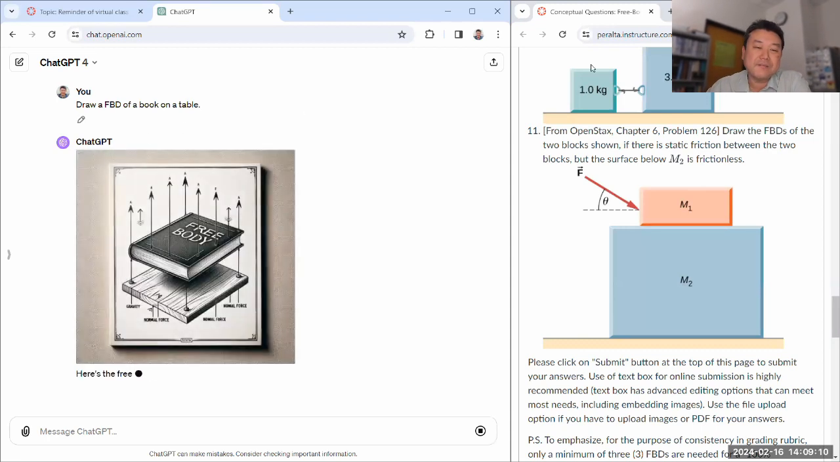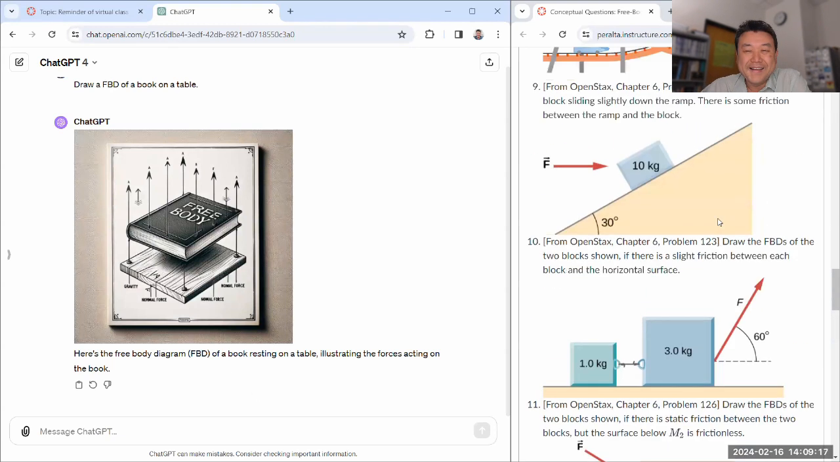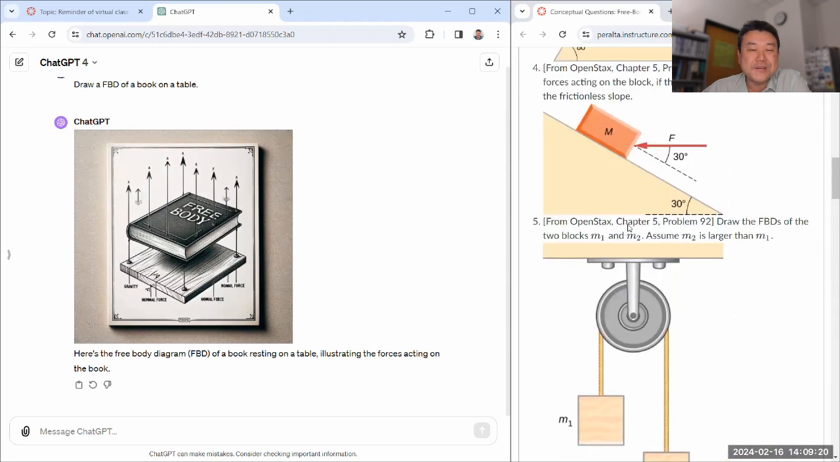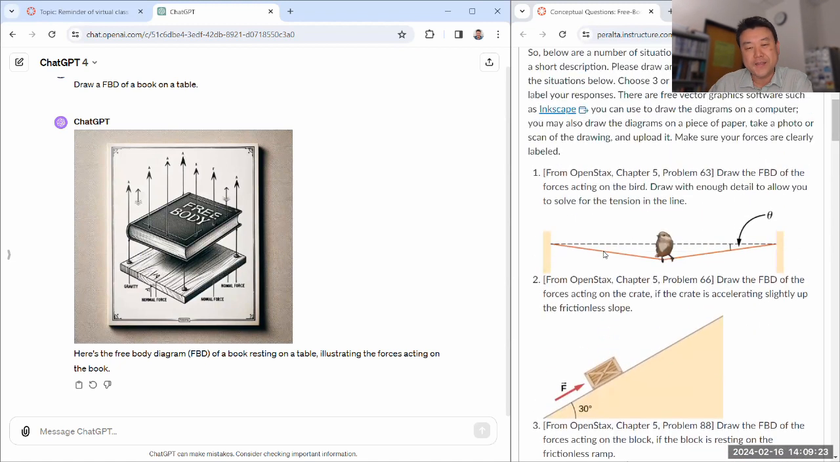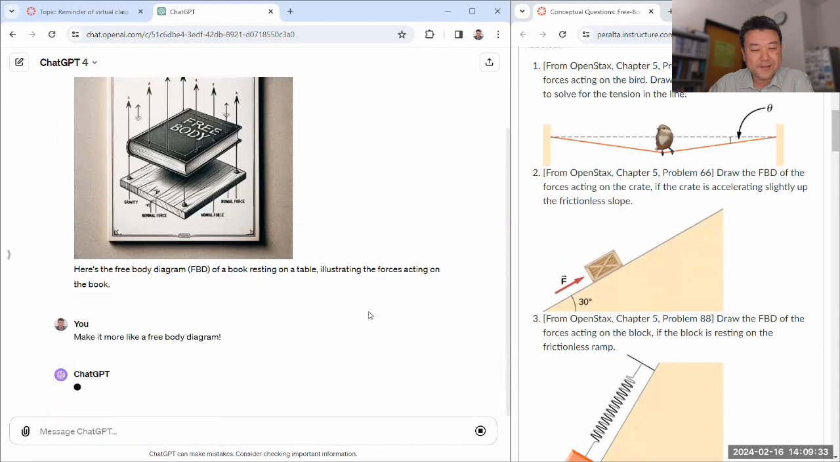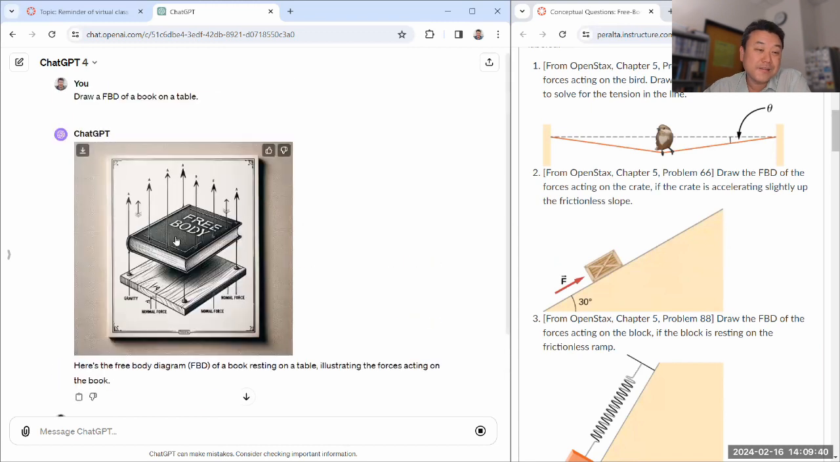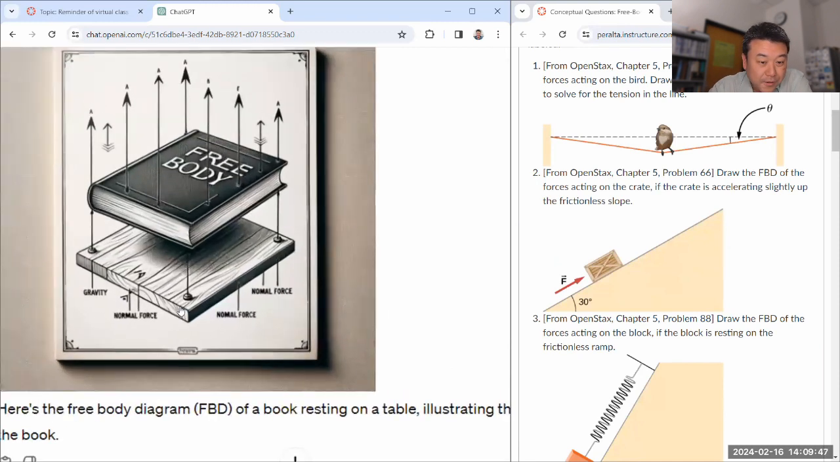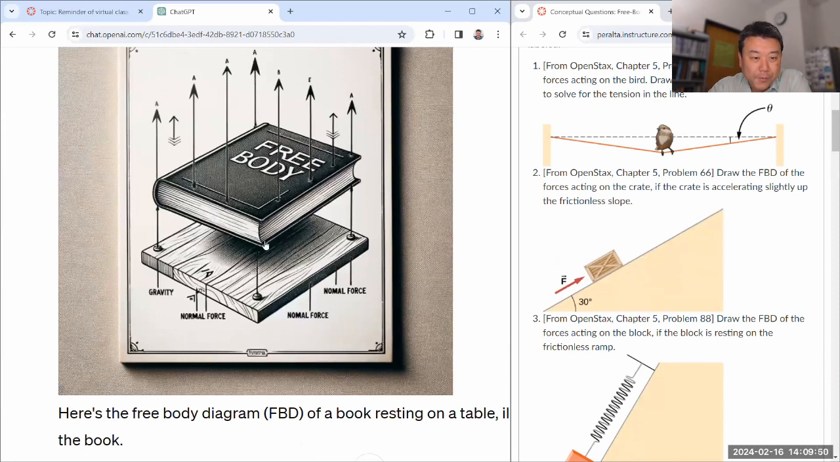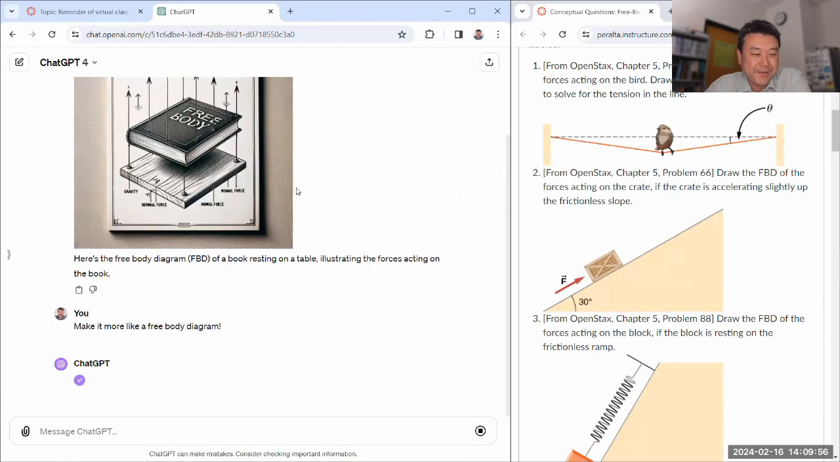Yeah, but I guess that's not a free body diagram. But I think when you give it an image from a physics textbook, that conditions it enough to make it more like a free body diagram, and it'll do ridiculous things. One, this is nothing like a free body diagram. It has a book and a piece of the table. There's no gravity. It's got a bunch of labels for normal force, but what are they? And it's way too complicated to be a free body diagram.